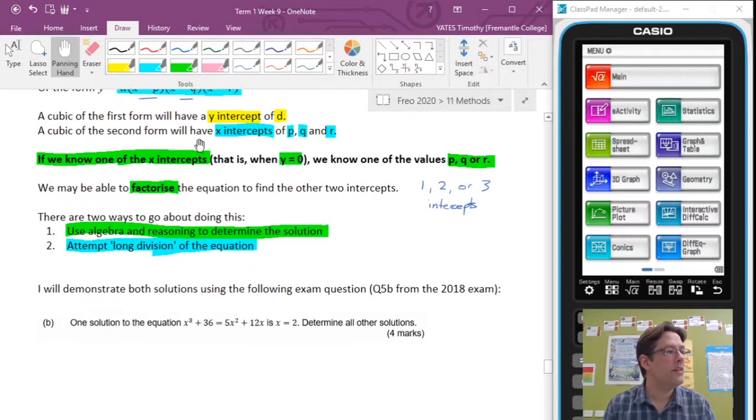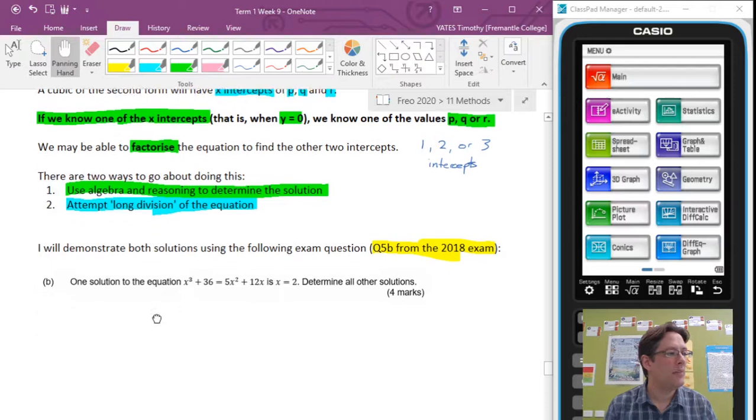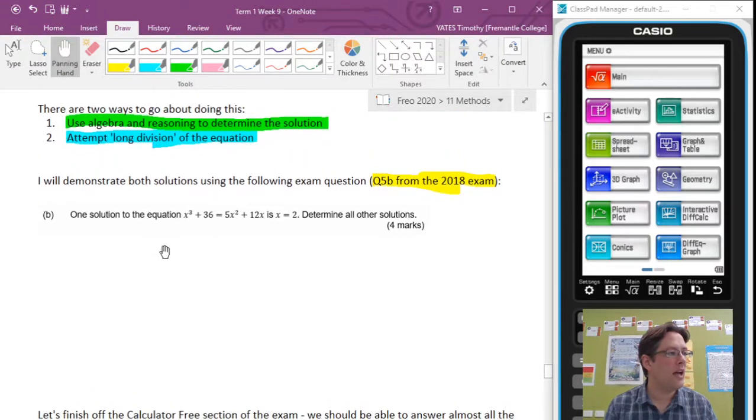So, this is question 5B from the 2018 exam. You can get access to that online, so you should be able to see that. But I'm going to be having a look at this equation here. Now, the way that they've worded it is a bit fancy. They've said one solution to this equation is x equals 2. If one solution to this equation is x equals 2, that means it's going to have a factor of x minus 2 in there somewhere.